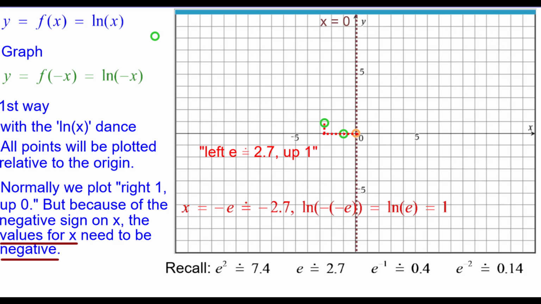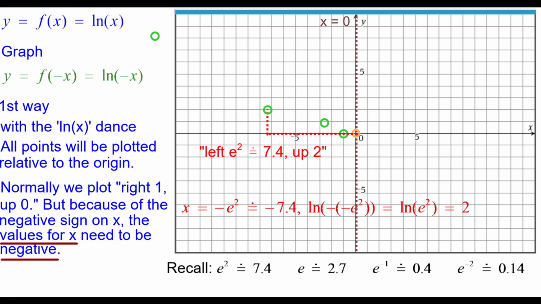Left e, which is about 2.7, up 1. When x is negative e, the natural log of the opposite of negative e is the natural log of e, which is 1. Left e squared, which is about 7.4, up 2. When x is negative e squared, the natural log of the opposite of negative e squared is natural log of e squared, which is 2.